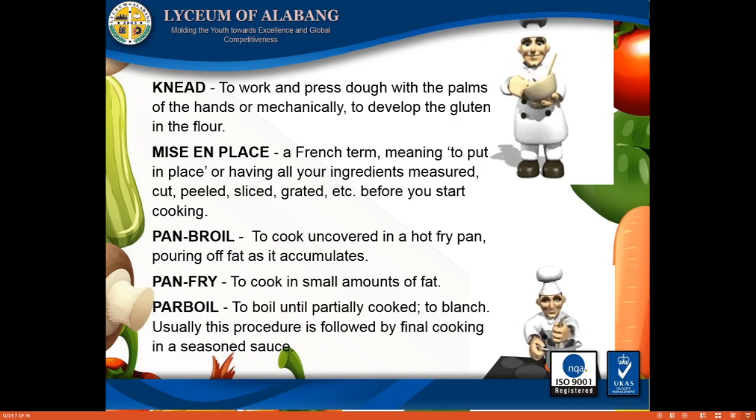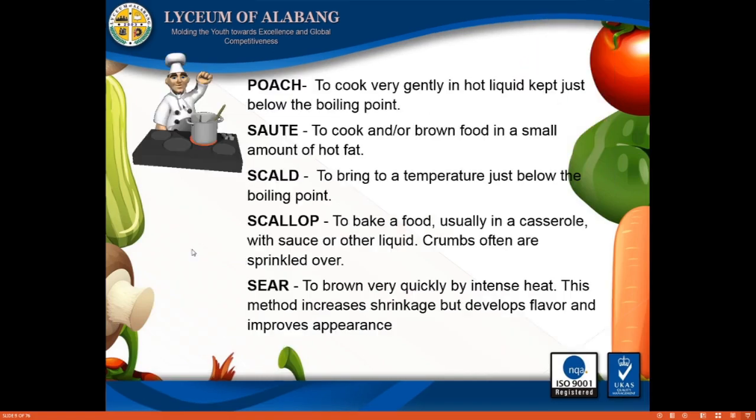Parboil. To boil until partially cooked. To blanch, usually this procedure is followed by final cooking in a seasoned sauce. So, parboil po is a partial or semi-boiling of food as the first step in cooking. It is referring to the partial boiling of an ingredient just until it is soft but not cooked through.